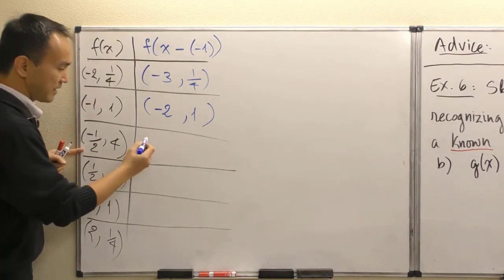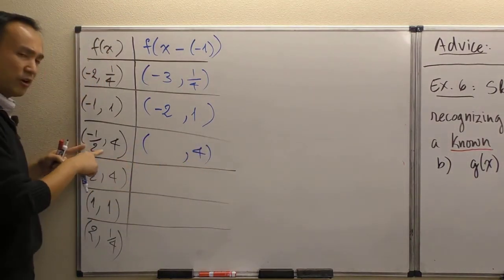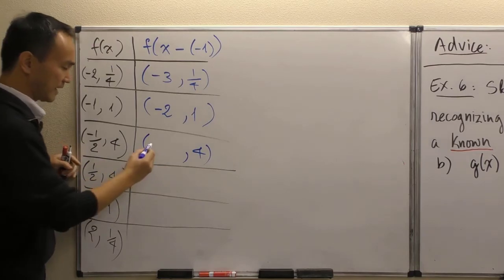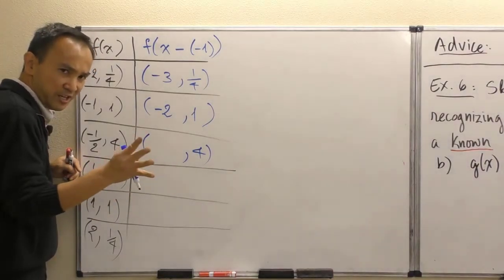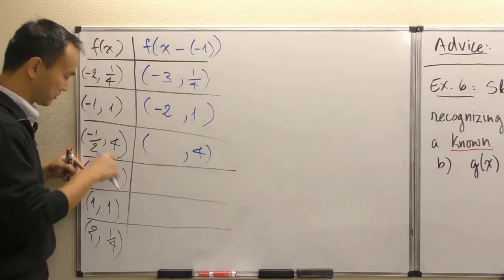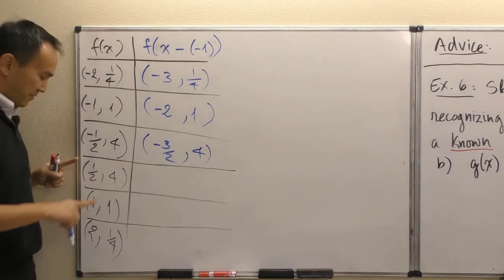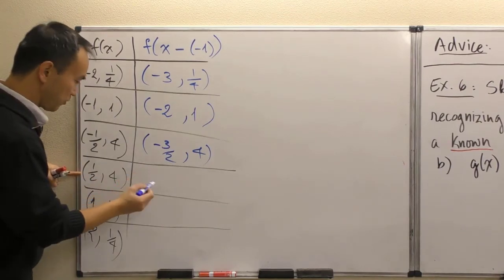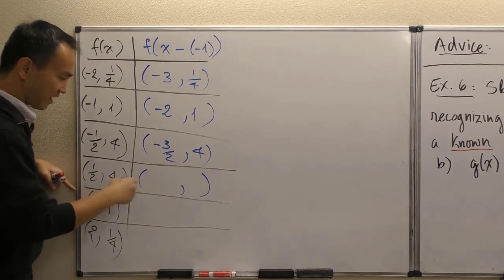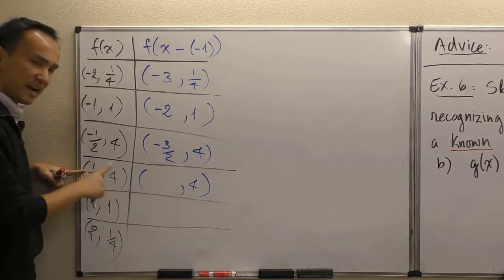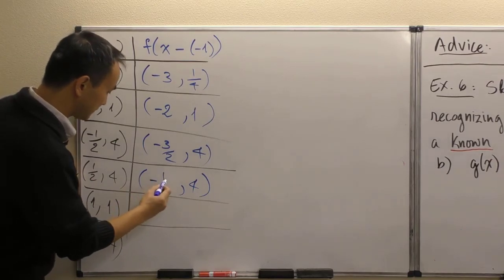That -1/2, 4. Now 4 stays the same. -1/2 plus -1 gives me, be careful with your fractions. If you're feeling a little shaky with your fractions, review your fraction skills. This is -3/2. Now the next one, 1/2, 4. 4 stays the same. 1/2 plus -1 gives me -1/2.